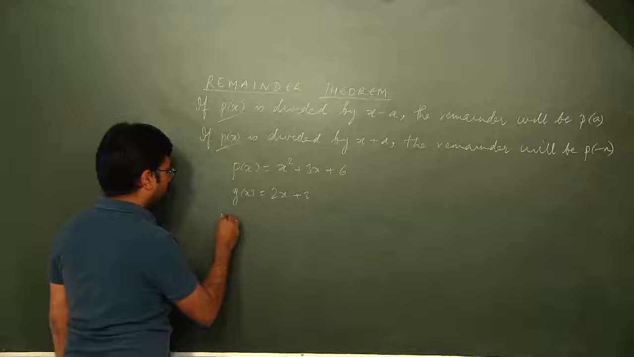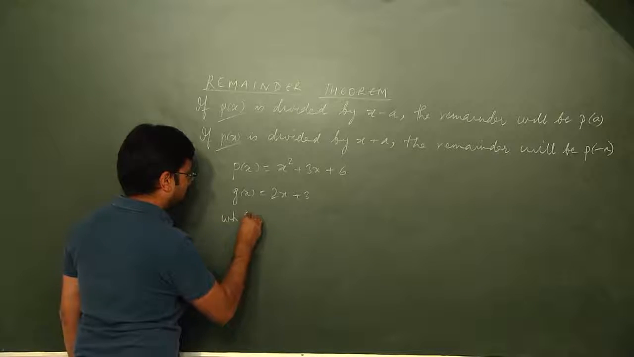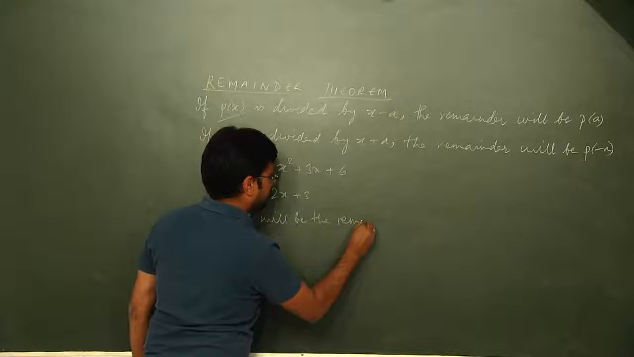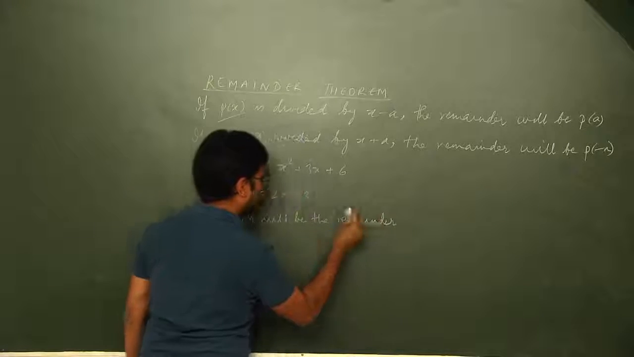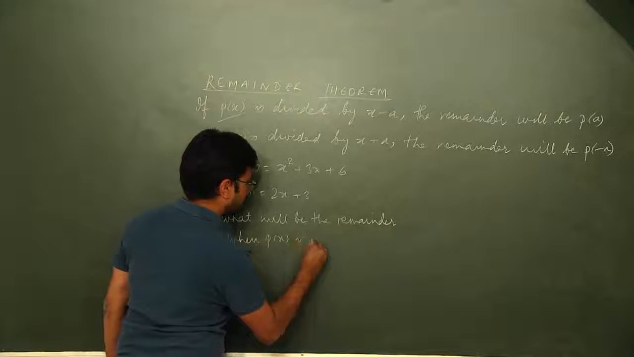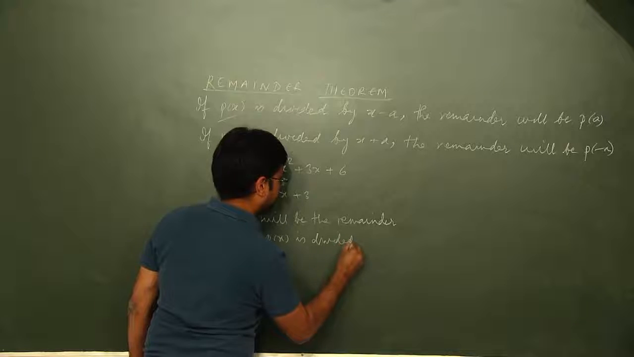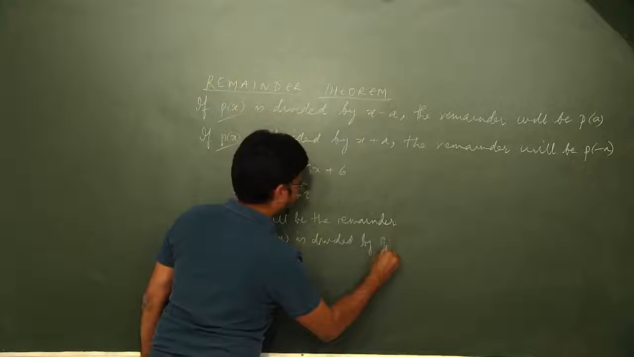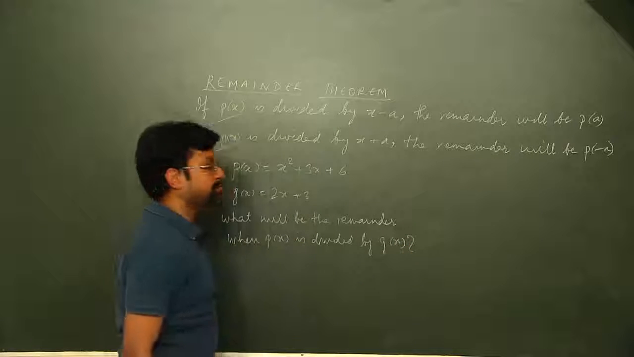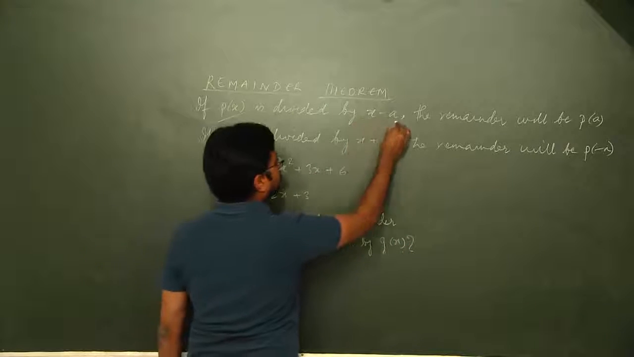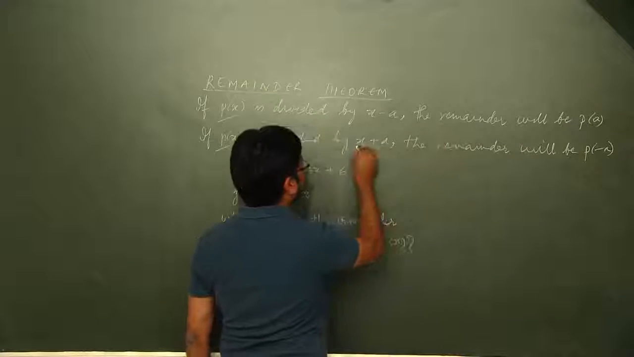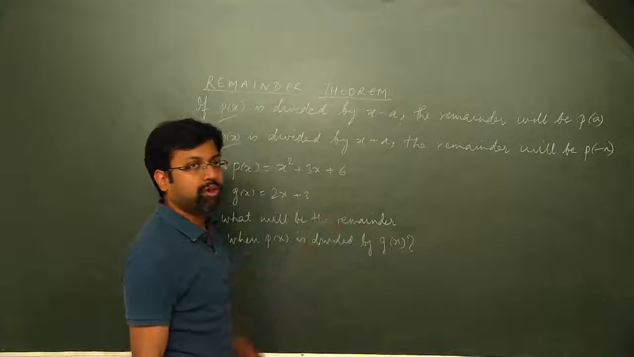Okay, so the question is, what will be the remainder when P(x) is divided by G(x)? So we use the remainder theorem here. Remainder theorem is: when it is divided by a linear polynomial x minus a, the remainder is P(a), and when it is divided by x plus a, the remainder is P of minus a.